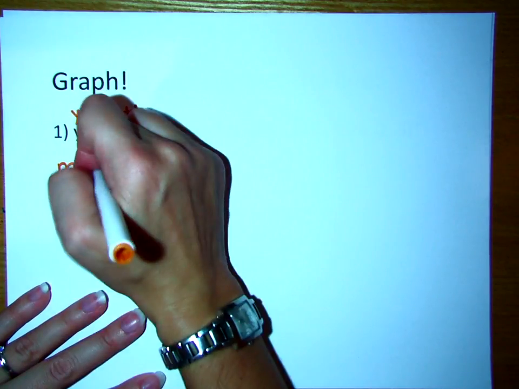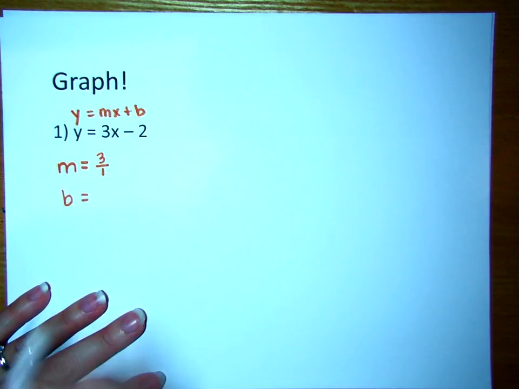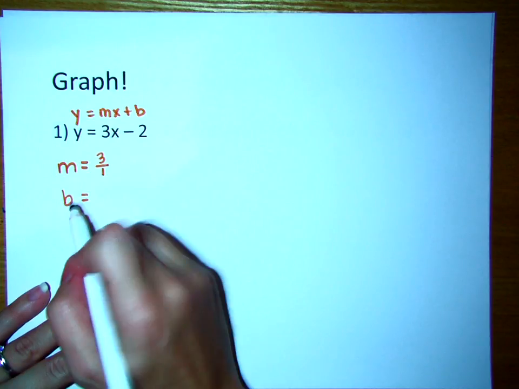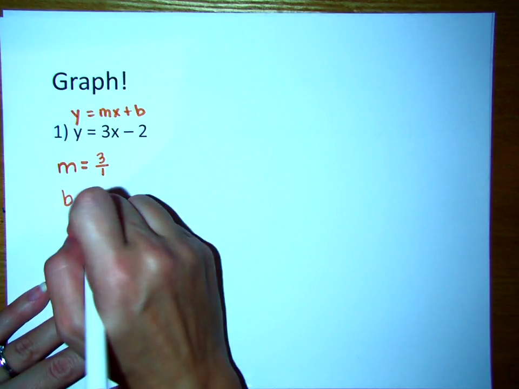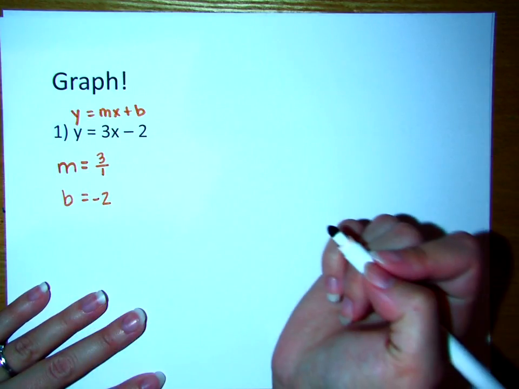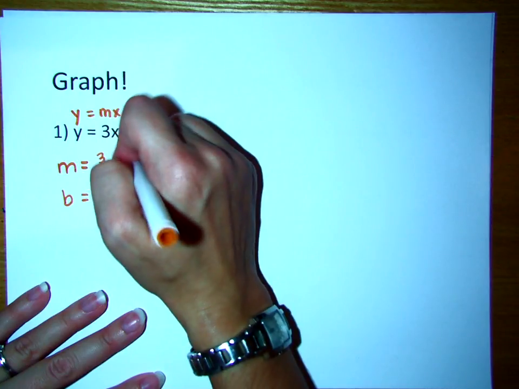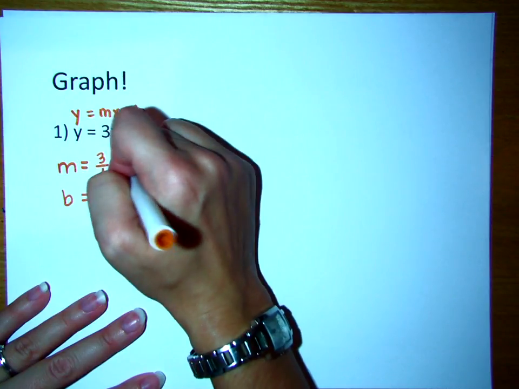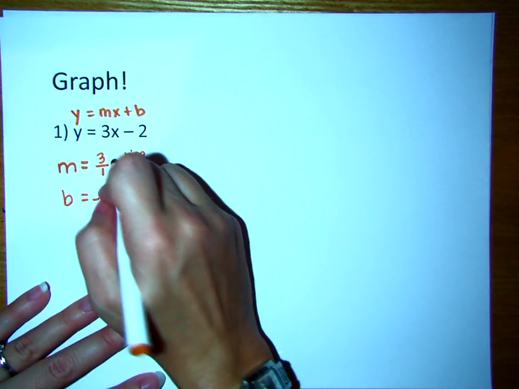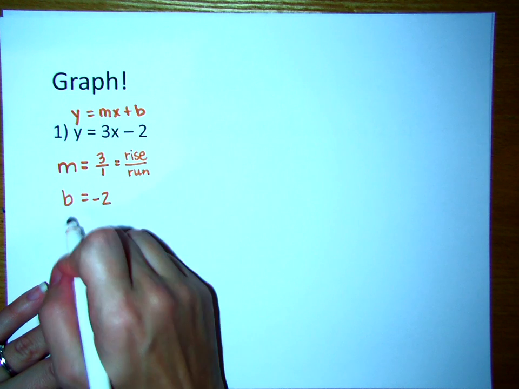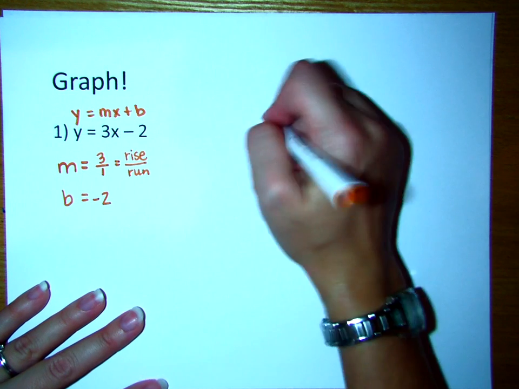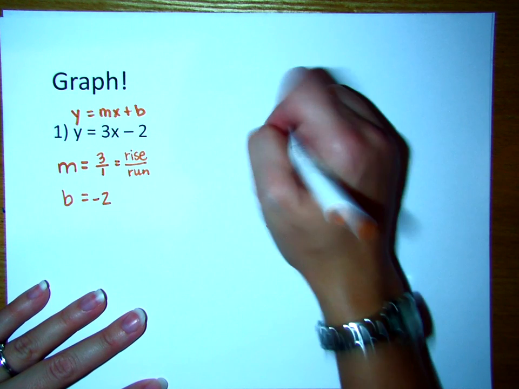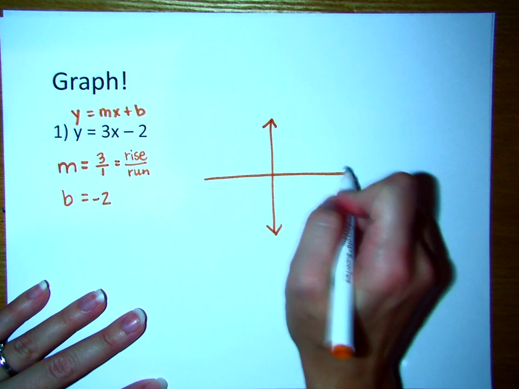So our m in this case is 3. We're going to go ahead and write it as 3 over 1. And then b is that number, the constant. So in this case, it's negative 2. The slope here tells me how much I'm going to rise over how much I'm going to run. That's what this really equals. And the b you want to think of as the beginning point. That's where we start, always beginning on the y-axis.